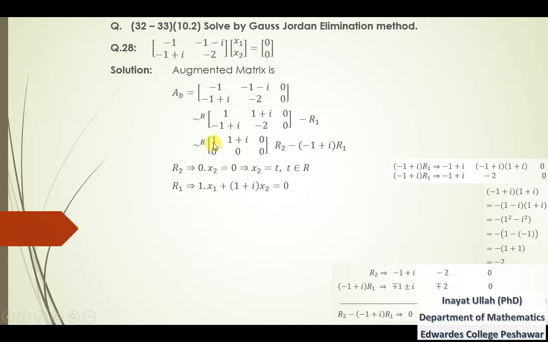Now from row 1, 1 into x1 plus 1 plus iota into x2 is equal to 0. Replacing x2 by t, and transferring this term towards that side, we get x1 is equal to minus times this term. So that is x1. Therefore the solution is x equal to x1, x2, where x1 is this number and x2 is t. Taking t common from these two, that is the solution for this system with the help of Gauss-Jordan elimination method.